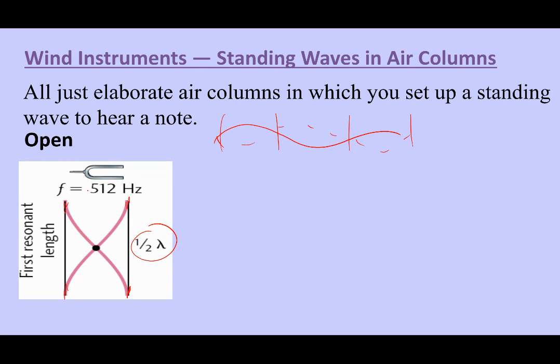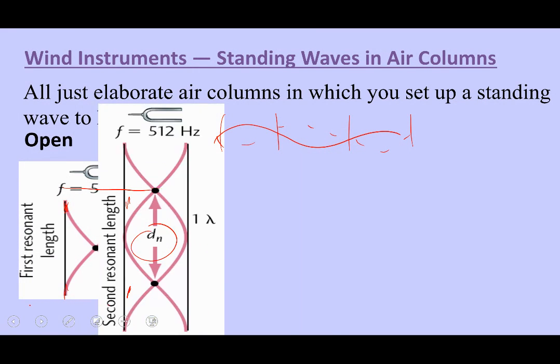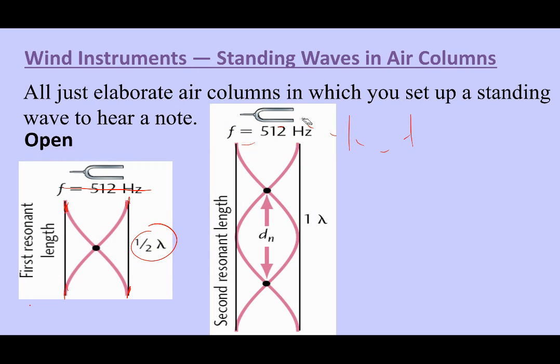You can completely ignore the 512 hertz. That has nothing to do with it. I'm trying to teach you what the standing wave patterns look like in these air tubes. So that's called the first resonant length. The longer lengths are just longer patterns that follow that rule where it's open at both ends. Let me erase this at the top and show you what I mean.